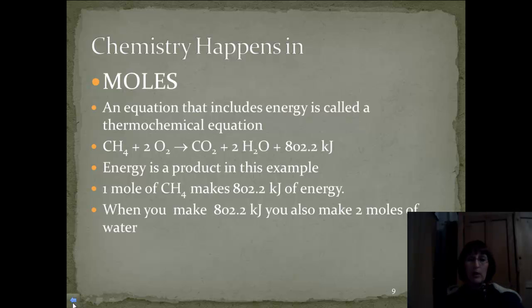1 mole, now if you look at the balanced chemical equation, there should be a 1 in front of that CH4, but remember, we don't have to write the 1s. 1 mole of CH4 is ultimately going to produce that 802.2 kilojoules. So when you make 802.2 kilojoules of energy, you're also going to make 2 moles of water and 1 mole of carbon dioxide gas. So that energy can be included into your balanced chemical equation. You don't have to memorize how much energy is associated with it, but just recognize that you can include that in your balanced chemical equation.